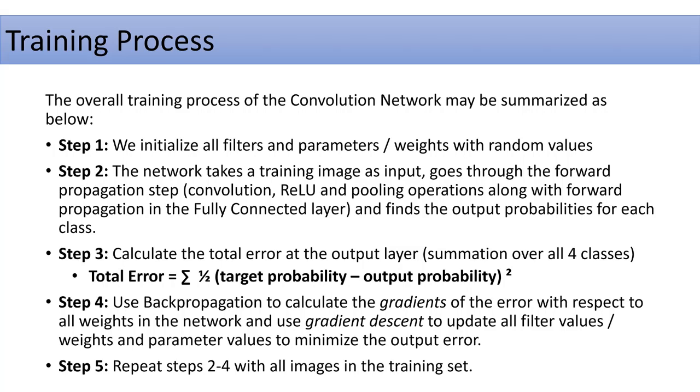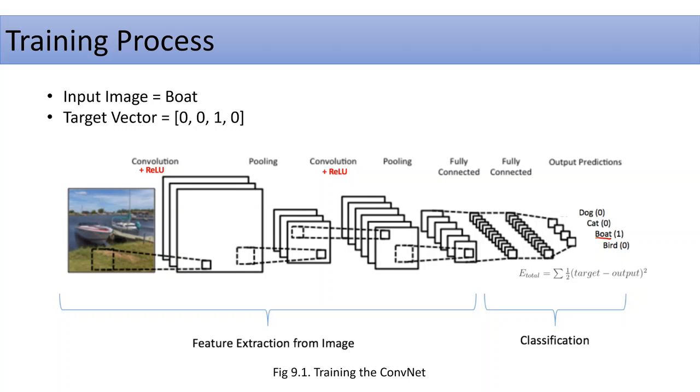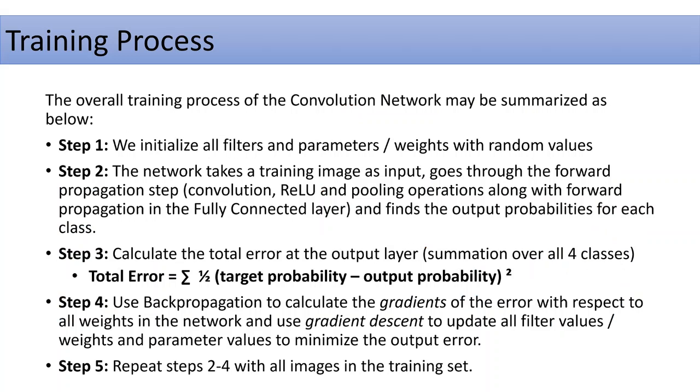In the next step, the network takes the training image as the input and it goes through the forward propagation step. So what exactly is the forward propagation step? The input image goes from the convolution layer through the pooling layer, then through another convolution layer, another pooling layer, and then finally into the fully connected layer. And we will find out the probabilities of each class. So let's say the output probabilities for the boat image that we have are something like this: 0, 0.2, 0, 0.4, 0, 0.1 and 0, 0.3.